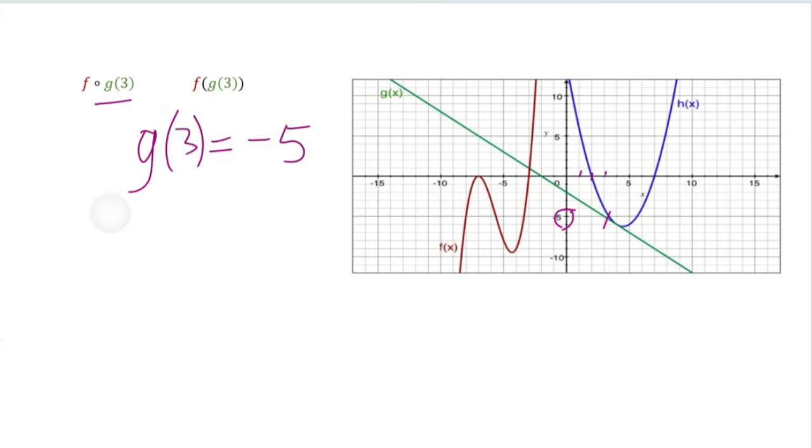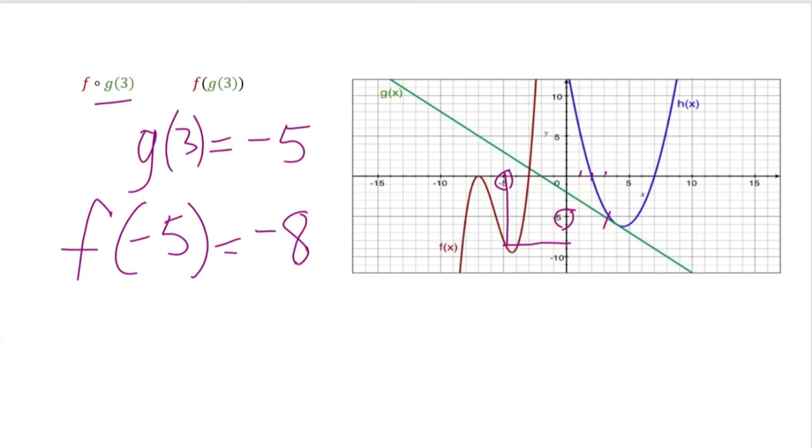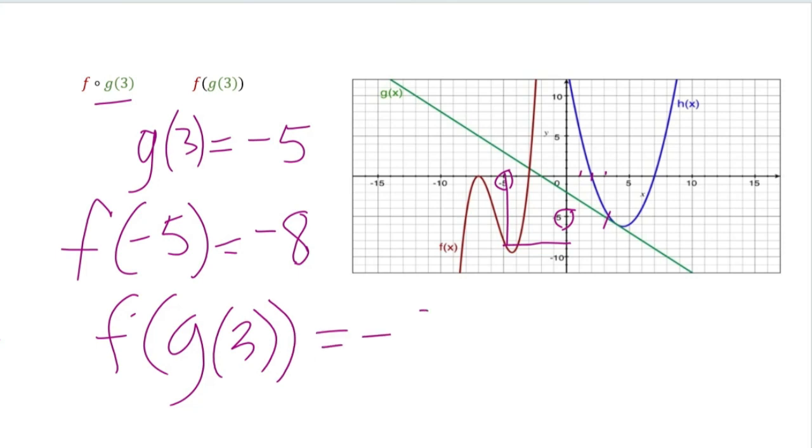So we're going to plug that in our f function. So now we are going to look for function f at -5. -5 is here, and we're looking at function f, which is this red line. So we're going to go down here where it hits at -8. So the answer to f of g of 3 is equal to -8.